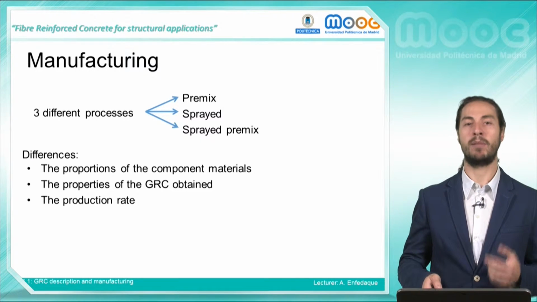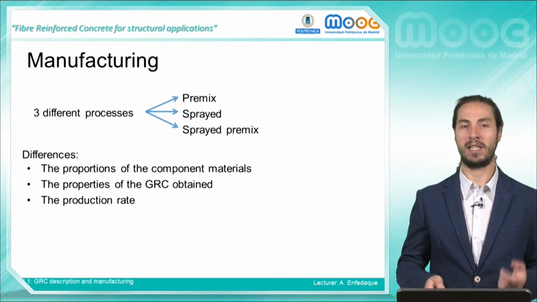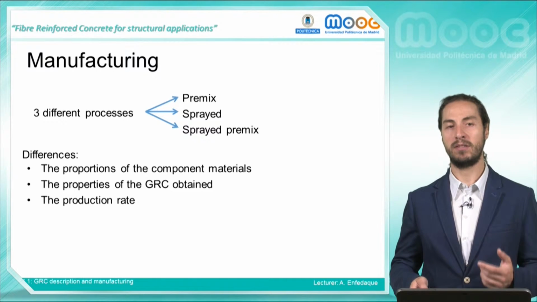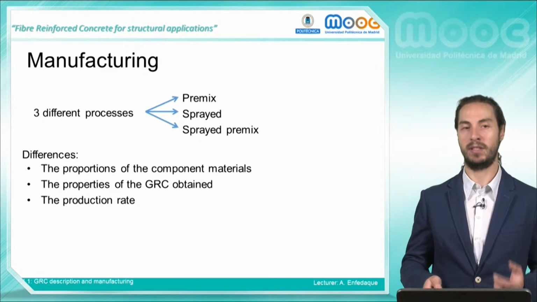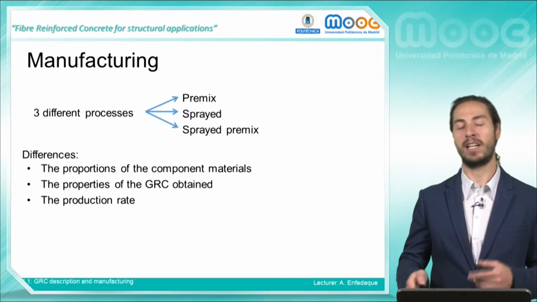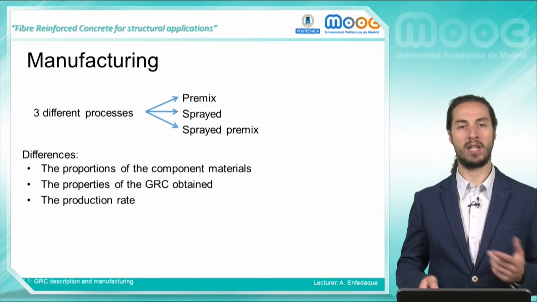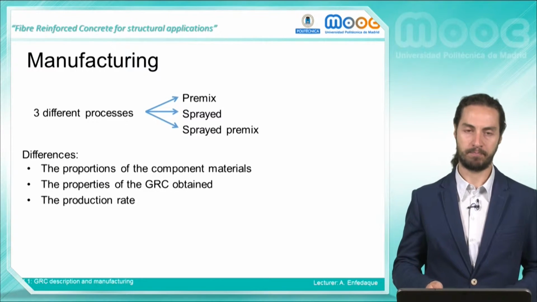First of all, the amount of fibers used. In the first and last method, the amount of fibers used is 3% of the total weight of GRC. However, in the second method, a 5% weight of glass fibers has been traditionally employed.